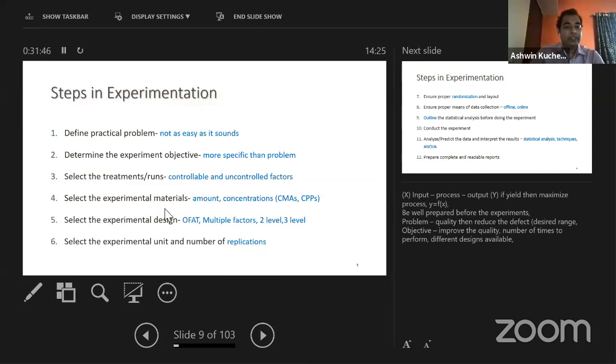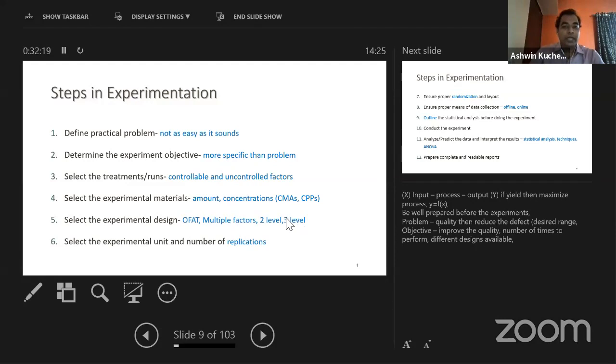Now, once you have finalized the runs, the input factors, and the process parameters, select which type of design will be well suited for your selected parameters or variables. You can go for OFAT, one factor at a time, or multiple factor designs. It depends on the number of factors you have selected. It can be 2 level, 3 level, central composite design, factorial, Box-Behnken design, mixture design, D-optimal design, or different designs.